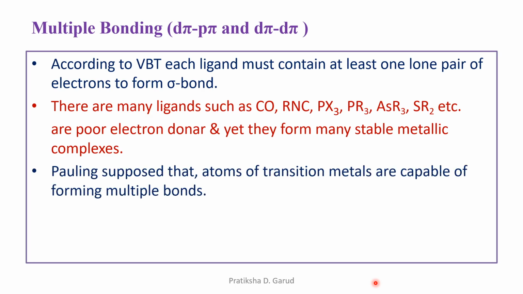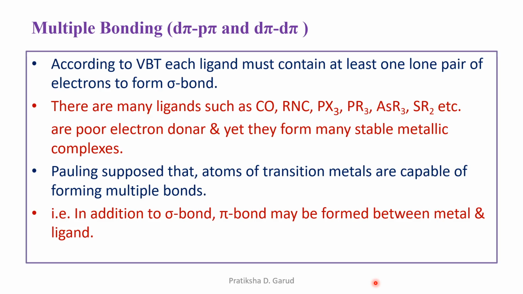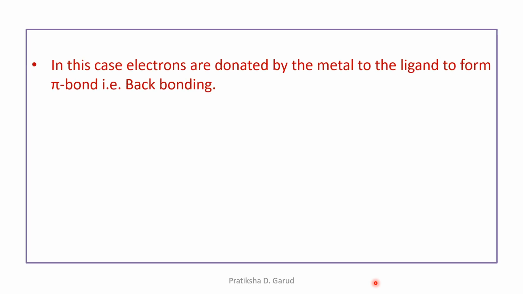So Pauling supposed that atoms of the transition metals are capable of forming multiple bonds. Means in addition to sigma bond, they should form pi bonds, that is the multiple bonds. So here we can say that in addition to sigma bond, a pi bond may be formed between the metal and the ligand, right? In this case, electrons are donated by the metal to the ligands to form the pi bond, which is called back bonding.